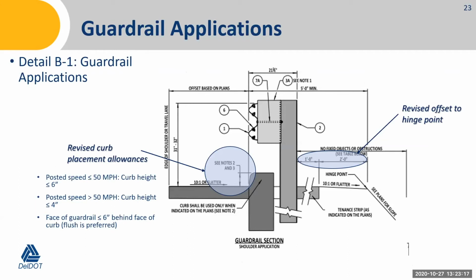So for posted speeds less than or equal to 50 miles per hour, the curb height is less than or equal to 6 inches. But once we go over 50 miles per hour, the curb height is reduced to no more than 4 inches.